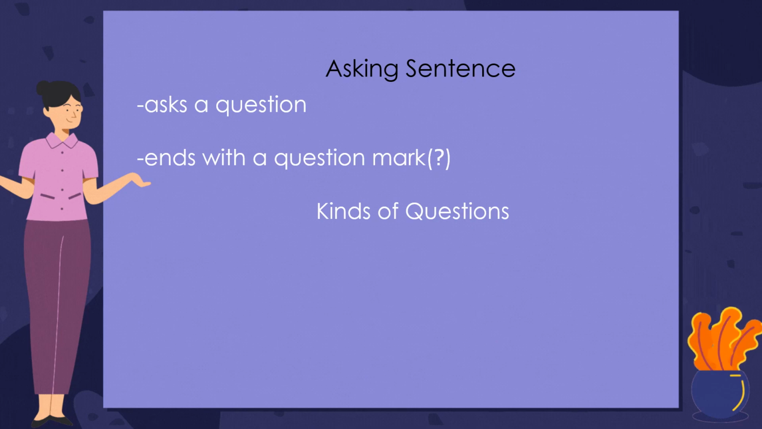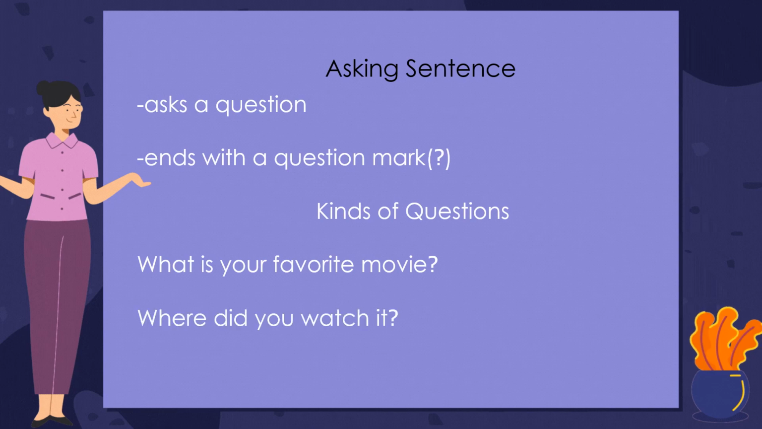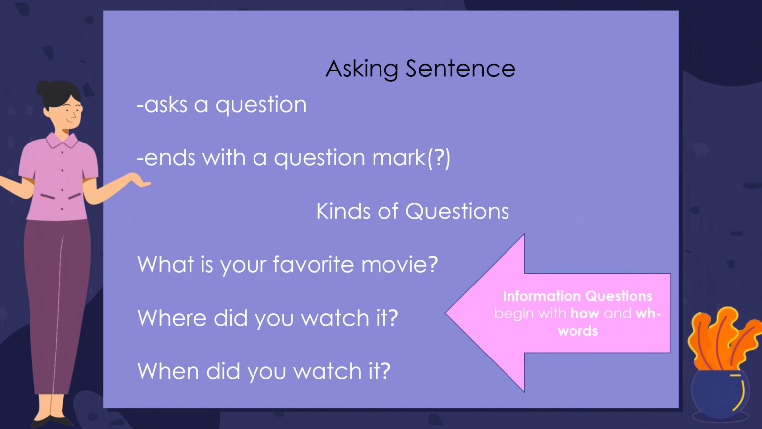Another kind of question. What is your favorite movie? Where did you watch it? When did you watch it? These are examples of information questions. They may begin with how and WH words. When asking information questions, use the following intonation. Listen again. What is your favorite movie? My voice goes down at the end part of the question.